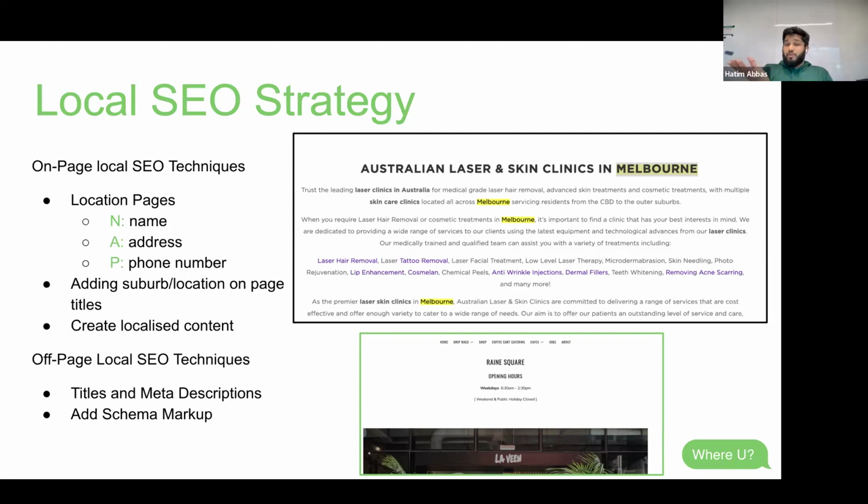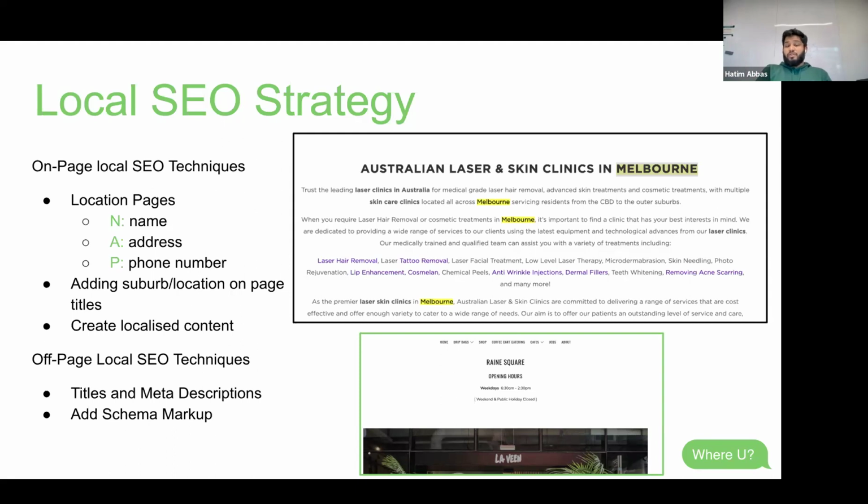Even Australian Laser and Skin Clinics, every time you go to a particular location page that they have, for example the page for Melbourne, you'll see that they've added the name, address, and phone number. These are important things to add on your location pages and even on your website overall, because they help users contact you. From an e-commerce perspective, a lot of them might not have addresses, but at least they have a name, an email address, and a phone number. So there's always information that you can give that makes it possible for customers to reach you, contact you, get in touch with you in any way.